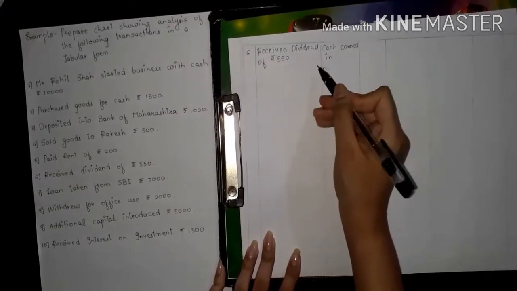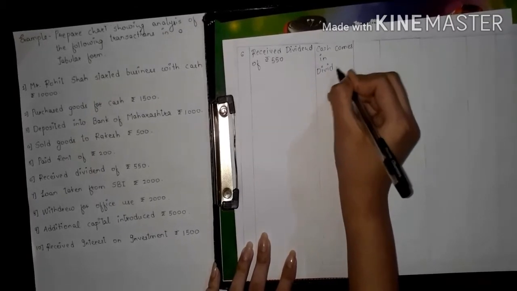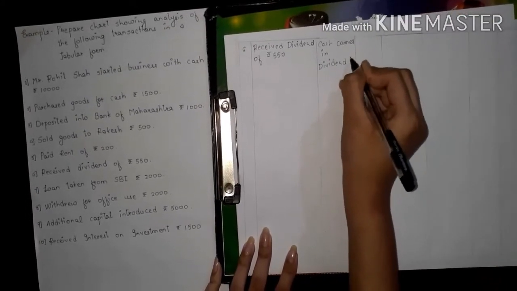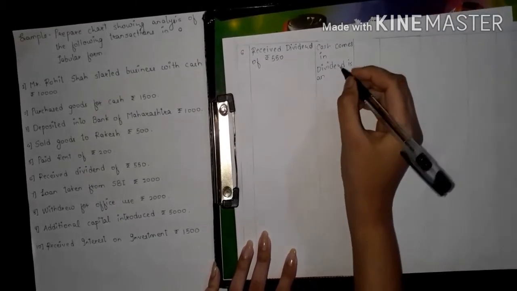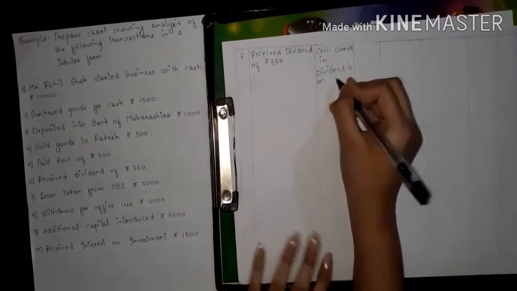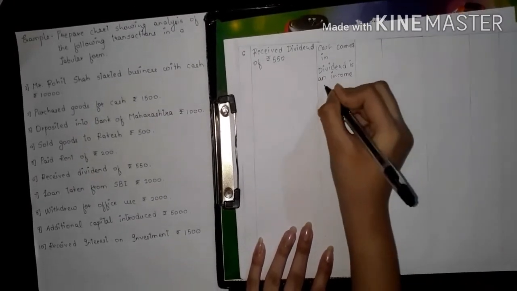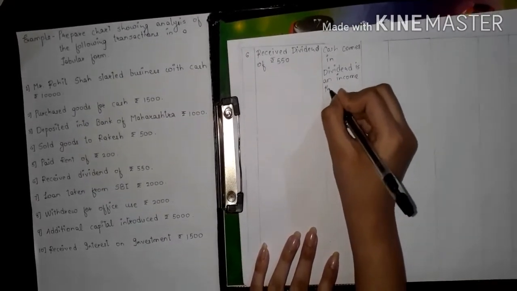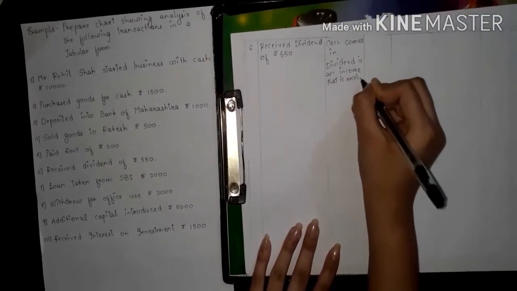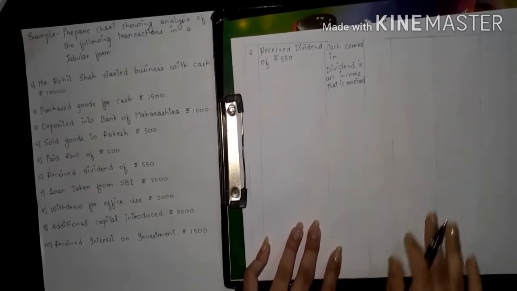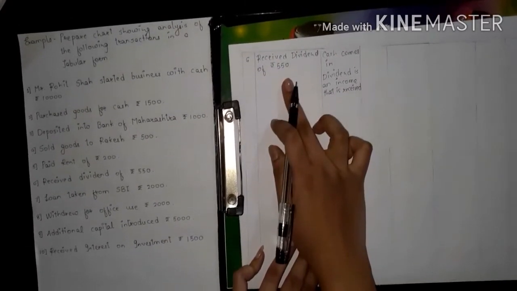But what has been received? Dividend. So dividend is an income, as I already told you the meaning of dividend. Dividend is an income that is received. Okay. These two aspects are being found in this transaction.